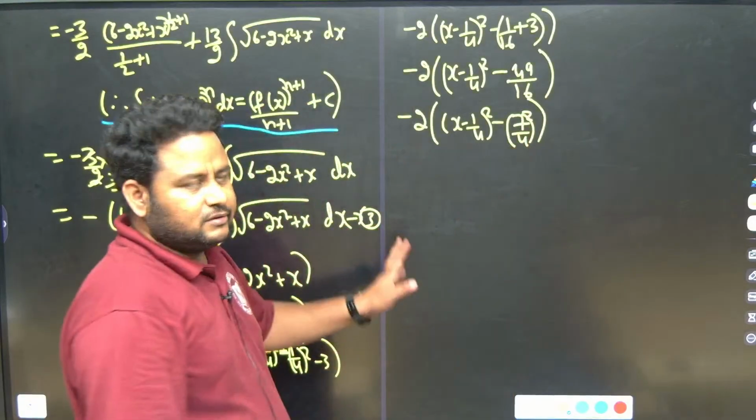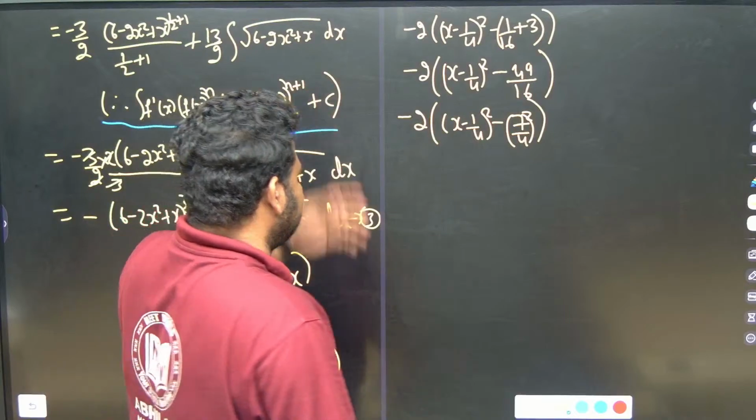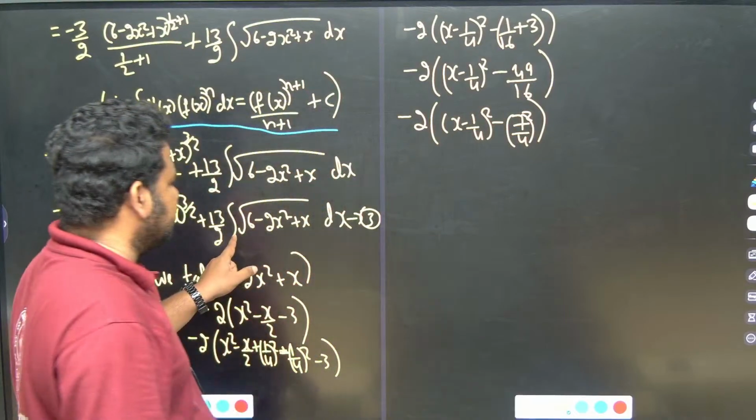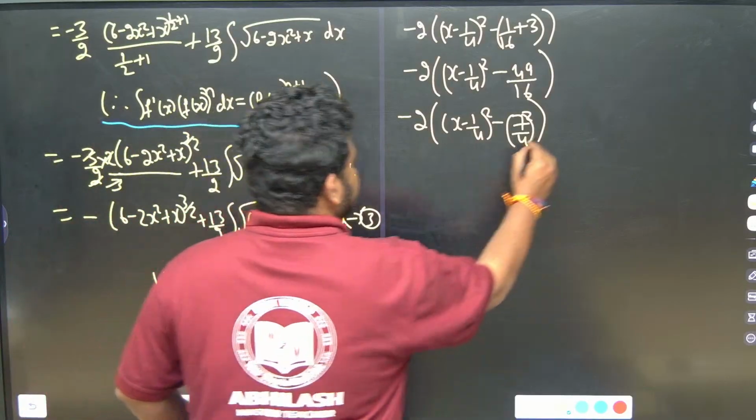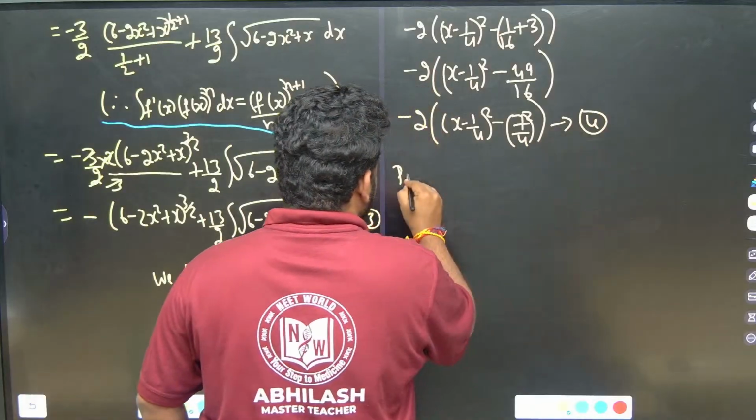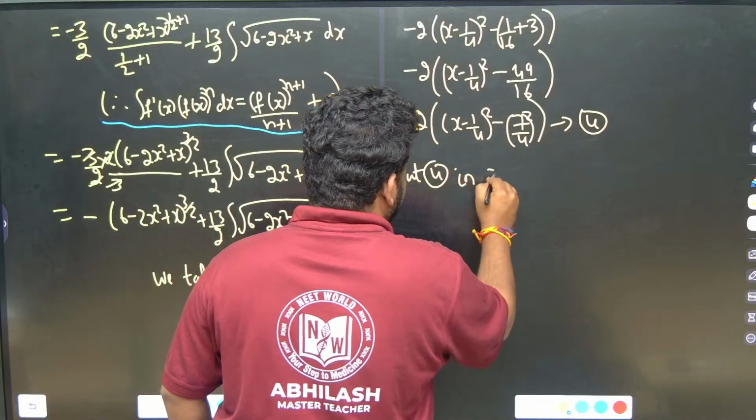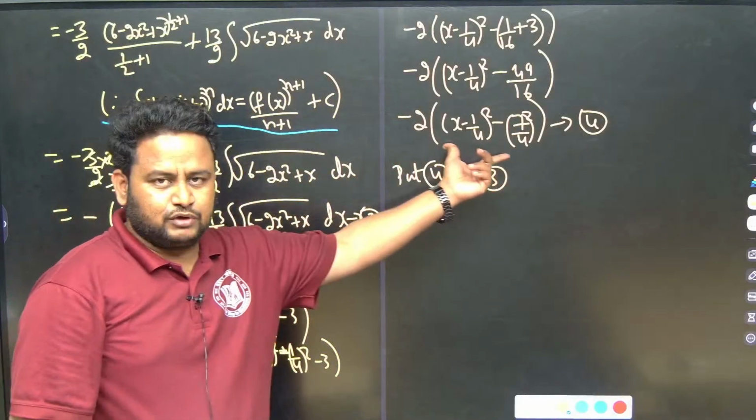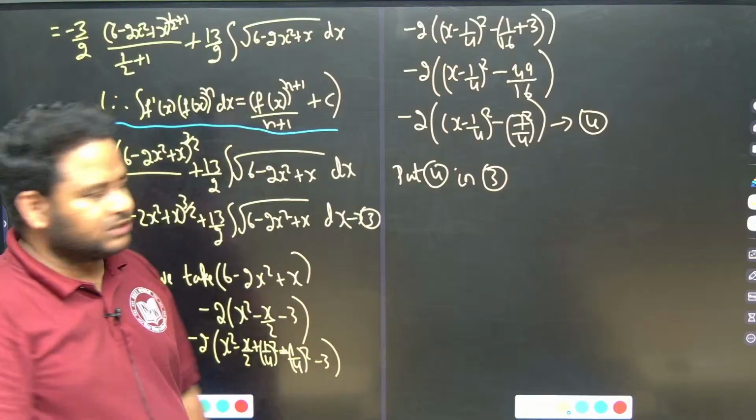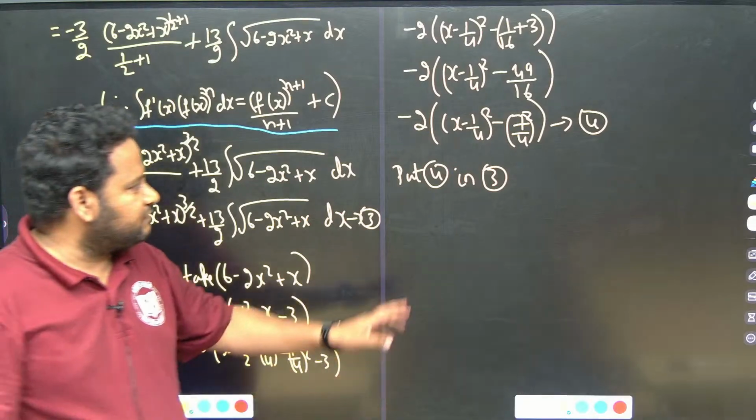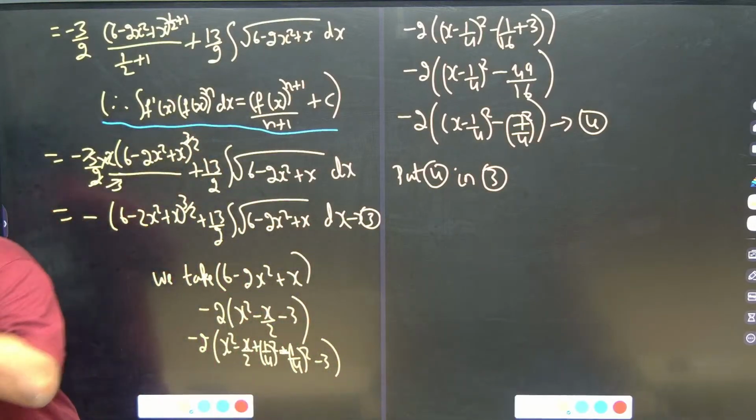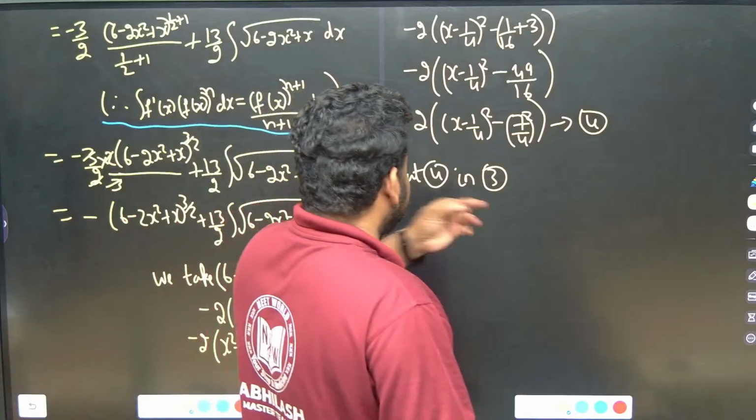Now see here. These are of the form, if I put the value here, let this be equation 4. Put 4 in 3. So what will I have? Within the square root, this value would come. Correct? Within the square root, this is the value that we will be having.